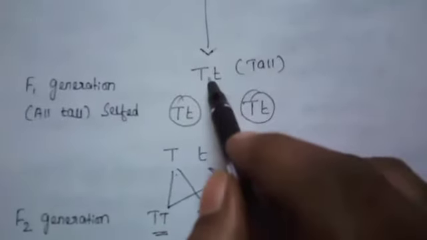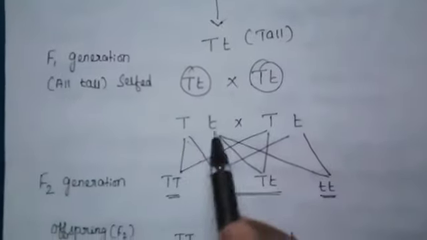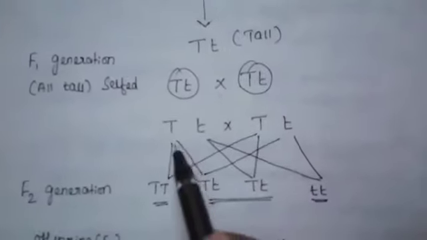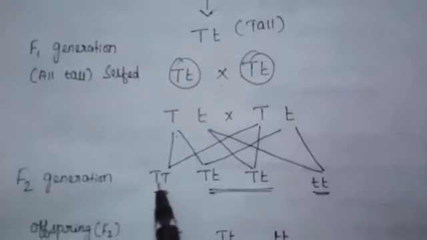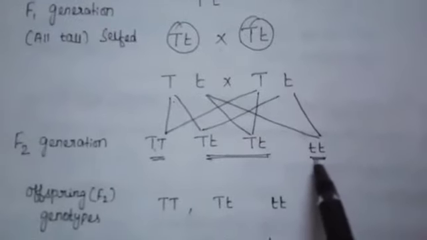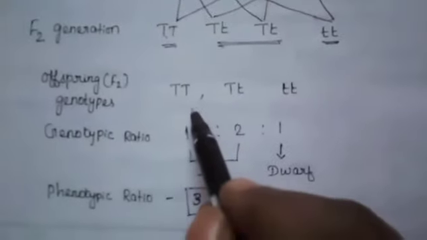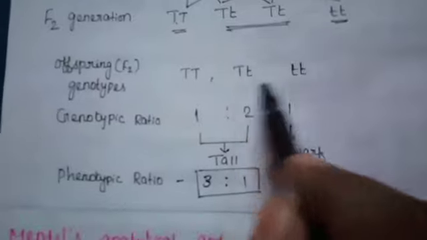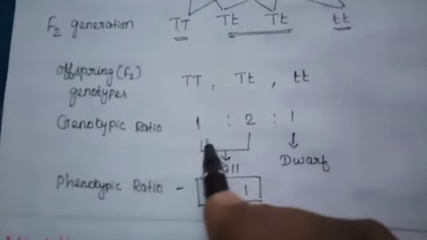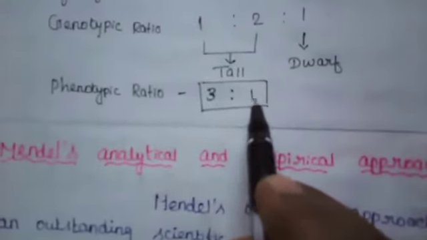Here this tall plant is selfed. Again there is gamete separation: capital T, small t, capital T, small t. This is the forked-line method. Using this method, in the F2 generation we get a pure tall plant, then a mingled tall plant, then a pure dwarf plant. These are the F2 genotypes: capital T capital T, capital T small t, small t small t. So the genotypic ratio is 1:2:1. Then the phenotypic ratio: all these are tall plants, so 3:1 is the phenotypic ratio of the monohybrid cross.